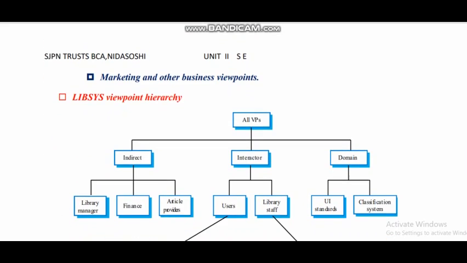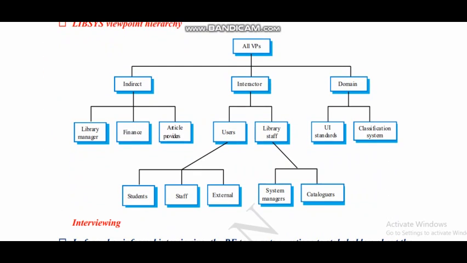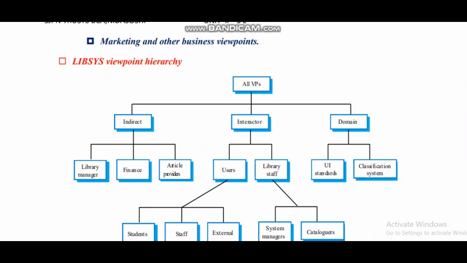There is one more example, which is related to a library. Here you can see that in this information, the main one is the library software, and it has three different kinds of users: direct, indirect, interactors, and domain. The indirect users of the library are the library manager, finance officer, and article providers. These are indirectly related to the library system software. So who are going to interact with this software? The main users: the ones who are going to use the library, and the library staff.